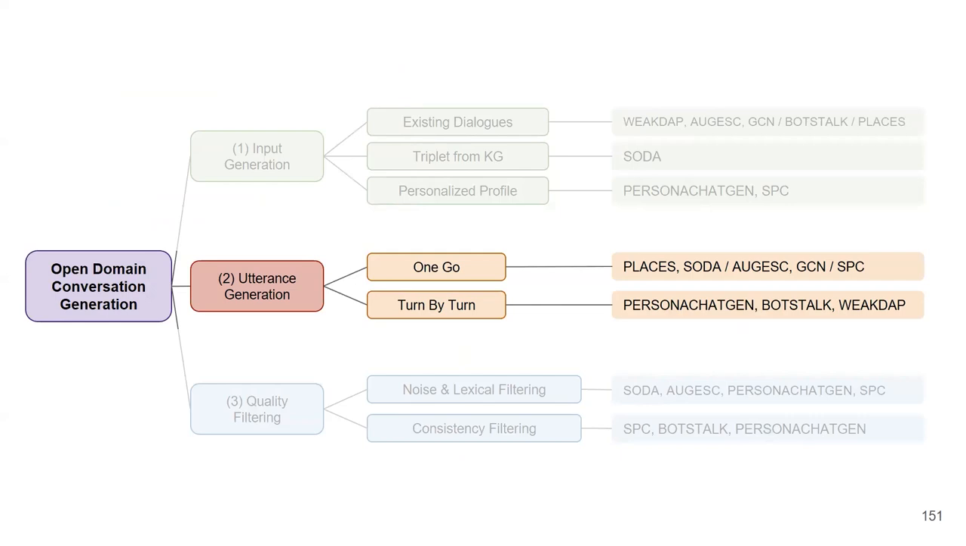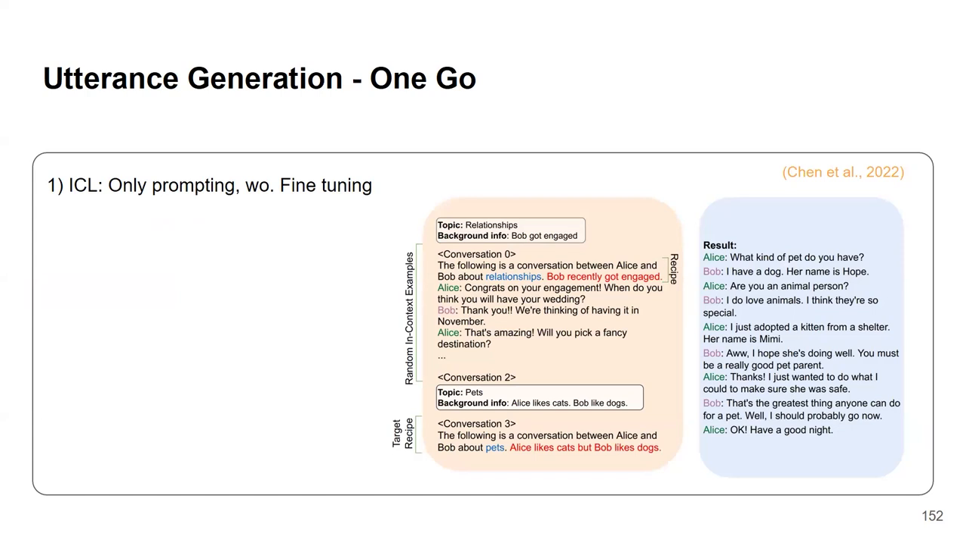It means that the LLM is prompted with this conversation seed to generate a multi-turn conversation at once. But for some reasons, the turn-by-turn generation is also used, and we will discuss the reasons that it is used. So the first way, generating in one go, is just to prompt without any fine-tuning. For example, here we have a conversation and a topic and prompt an LLM to generate the conversation sample based on the given topics.